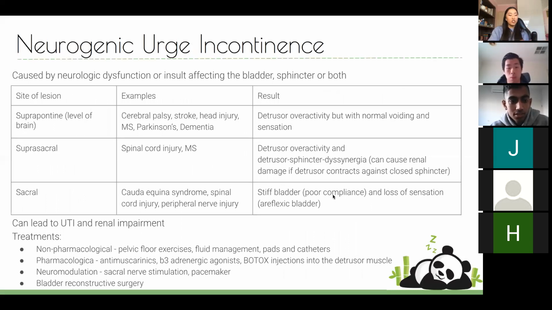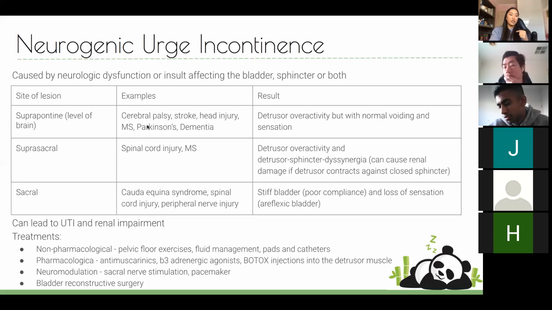Urge incontinence. Urge incontinence is split further into neurogenic and non-neurogenic. Neurogenic obviously means it's a problem with the nerves, so this is caused by some neurologic dysfunction. And the specific dysfunction relates to the level of the nerve damage. So that's this table here. You can have suprapontine, or essentially brain level problems, suprasacral, so spinal cord down to the sacrum, or sacral, spinal cord from the sacrum onwards. And this is examples of each one.